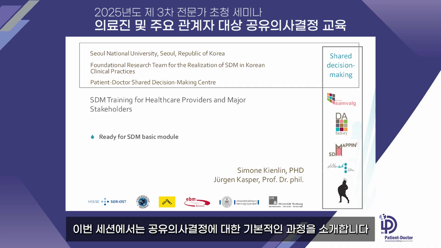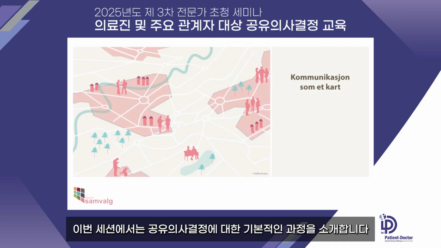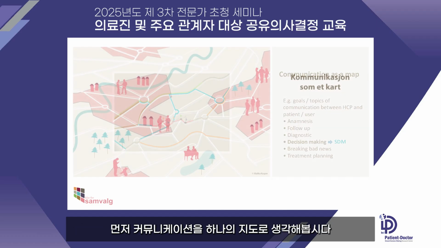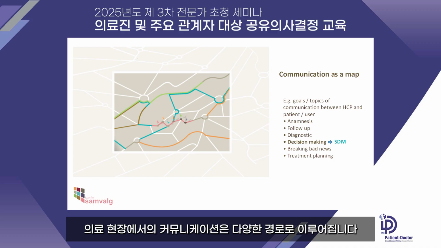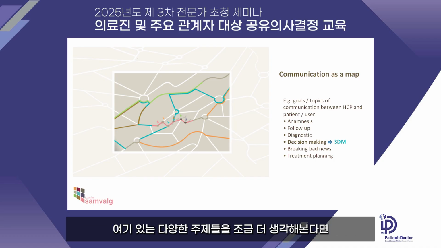So in this next session, I'm going to introduce you to a basic course in shared decision making within the Ready for Shared Decision Making framework. And first, I would like to take a step back and look at communication as a map. Because we can look at communication as a map, actually. We have different kinds of communications. And if we think about this a little bit more, we have different kinds of topics.